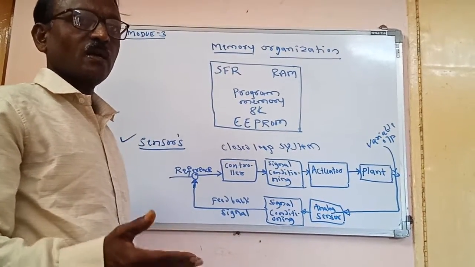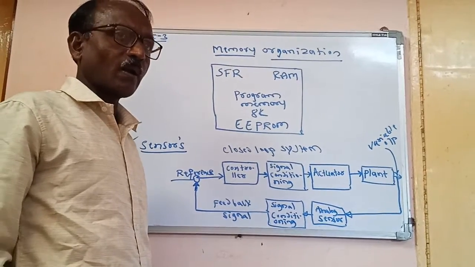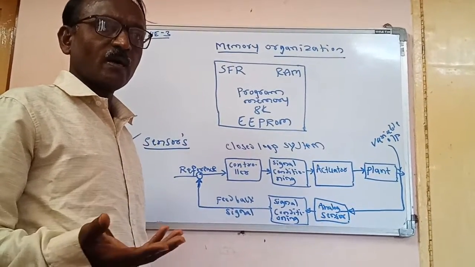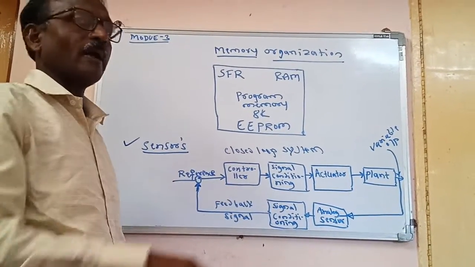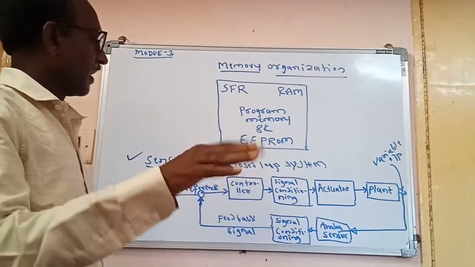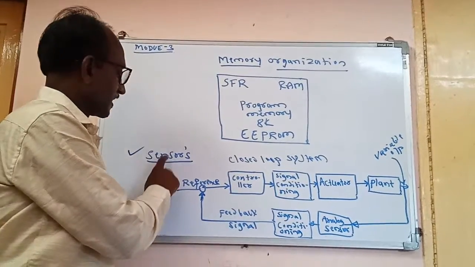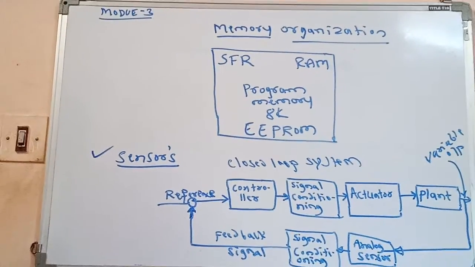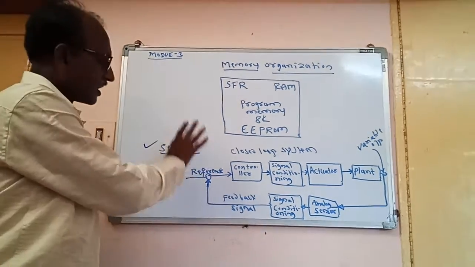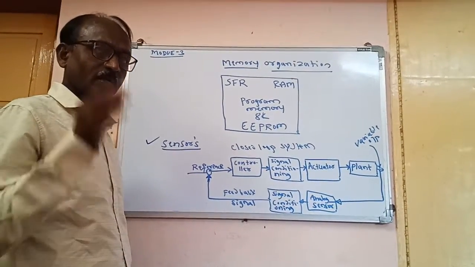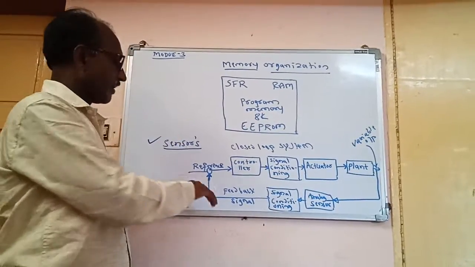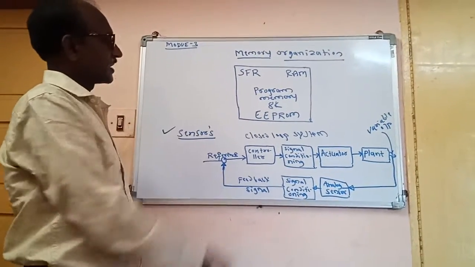What is a sensor? You are already familiar with the camera. What does a camera do? Whatever the physical information, with the help of light, that is converted into electrical signals. Signals may be analog information. A sensor is a device which converts physical entities, physical parameters, into the form of an electrical signal. It is known as a sensor.